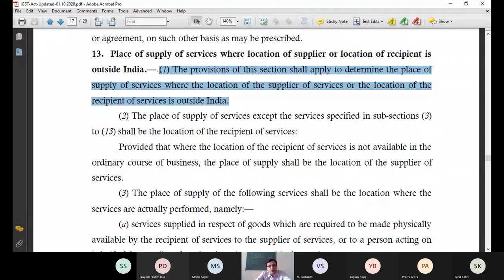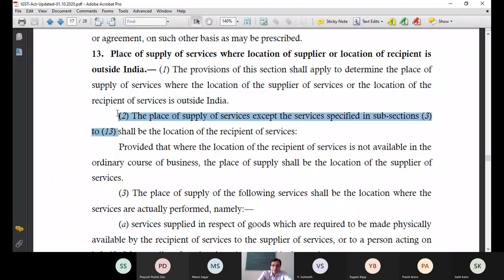Now section 13 subsection 2 is a residuary section, and what it says: the place of supply of services except the services specified in subsections 3 to 13. So I'm not reading further. I simply wanted to show you that 13.2 is a residuary section. It says that those services which are not mentioned in subsections 3 to 13, for those services apply section 13 subsection 2. That's it. So I will discuss this later. But now I hope the structure is clear.